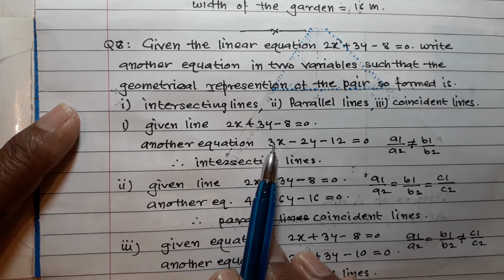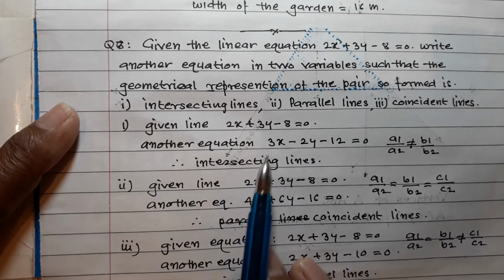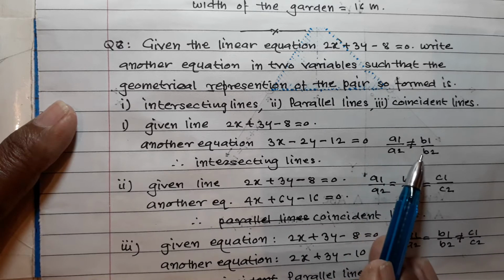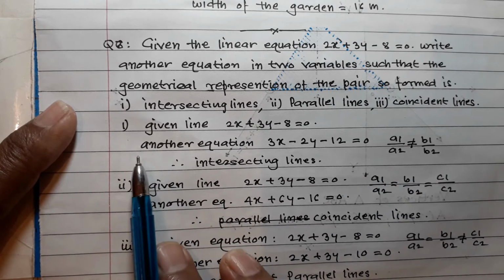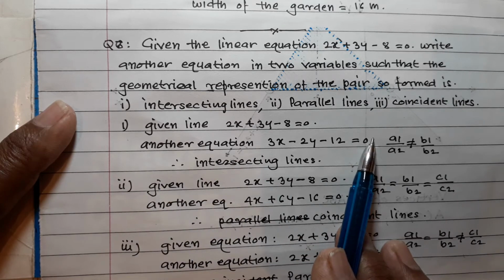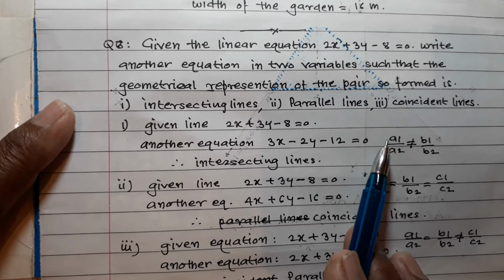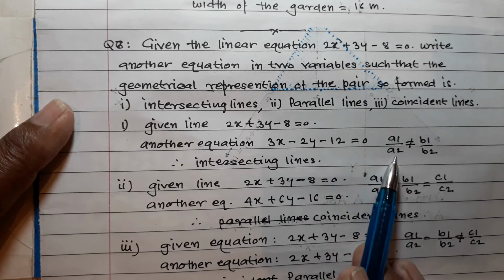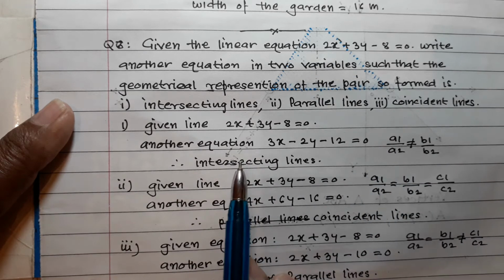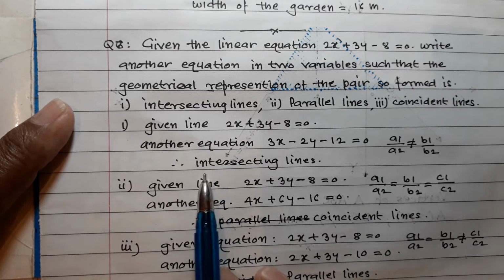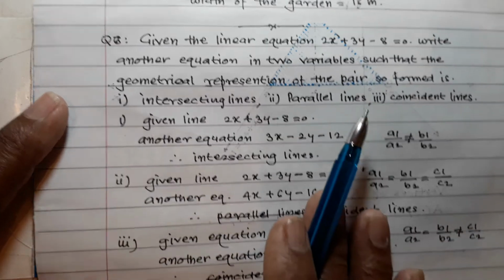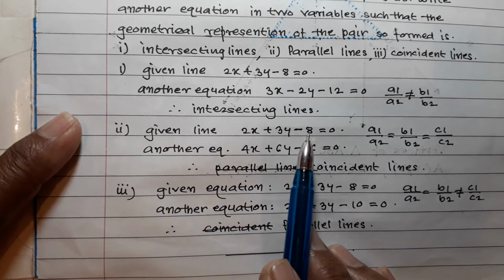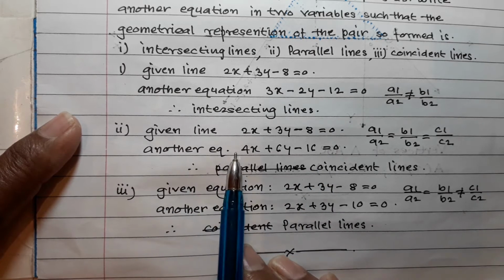So if you write down this other equation in this way, so if you know if lines are intersecting, then a1 upon a2 is not equal to b1 upon b2 and therefore this is my another equation. So if you compare this with what ratios, a1 upon a2 and b1 upon b2, a1 upon a2 is not equal to b1 upon b2 and therefore these two lines are what? Intersecting lines.